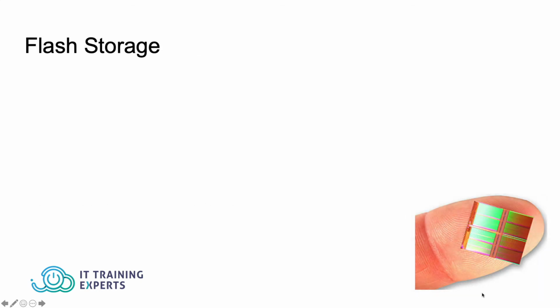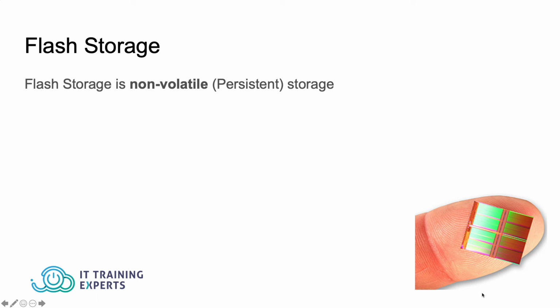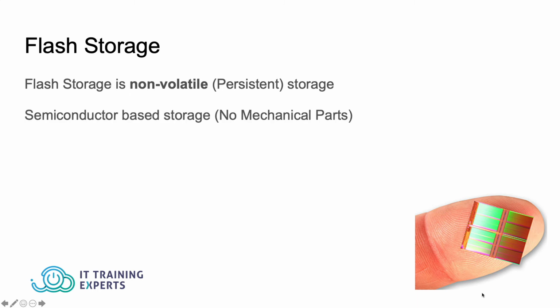So now let's look at flash storage. Flash storage is non-volatile persistent storage, and this is what all modern day SSDs are made of. It's semiconductor-based storage, again, no mechanical parts, so no difference here, but it uses something that is important, and you'll hear the term used all the time, which is NAND technology. And NAND technology is basically a form of logic, and NAND is how it stores data within the SSD.